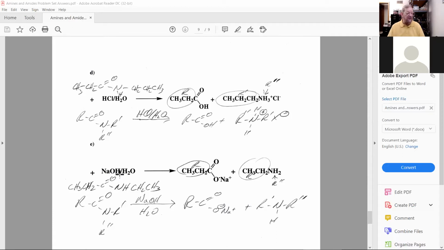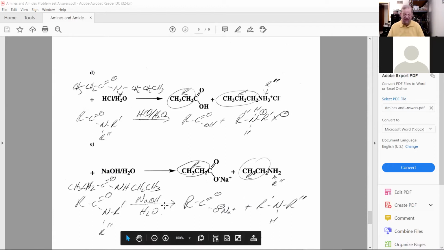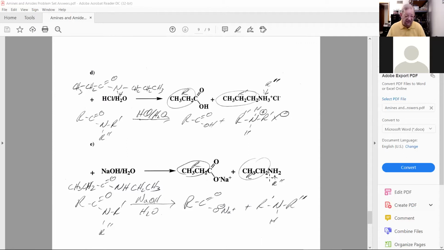And now if you react something with base and water, and you get not the carboxylic acid, but the carboxylate anion you see here, and an amine, well, what do you react with base and water to get a carboxylate anion and an amine? The answer is an amide. And here R is this, R prime is this, R double prime is one of the hydrogens, and you get this amide.